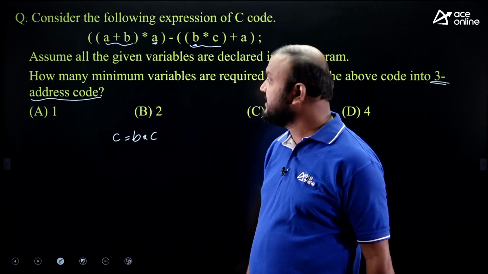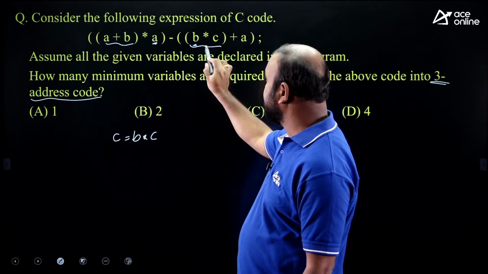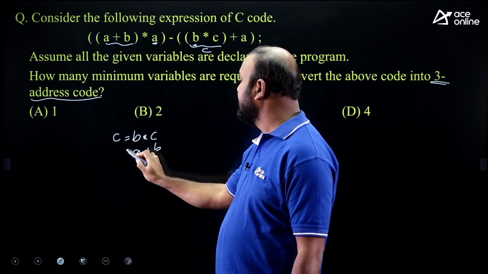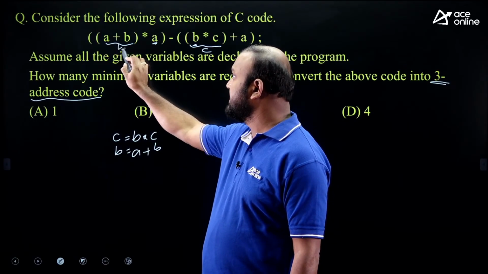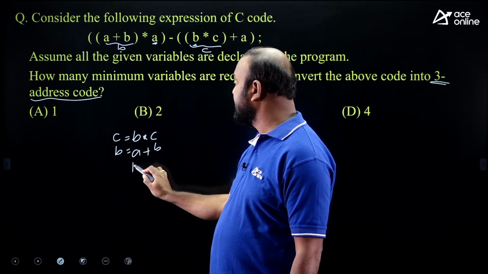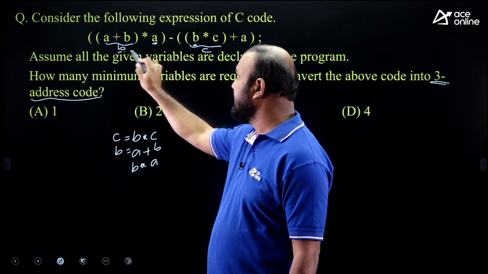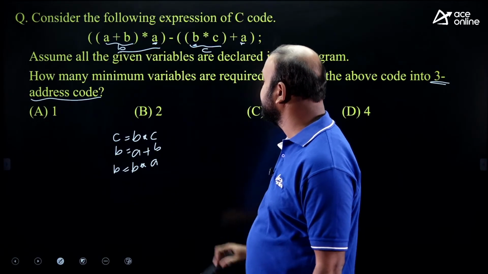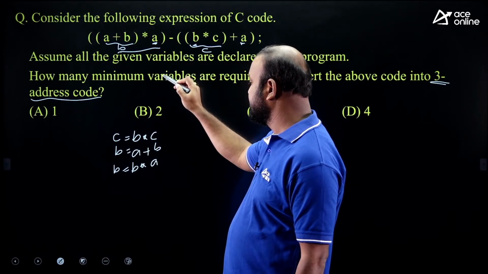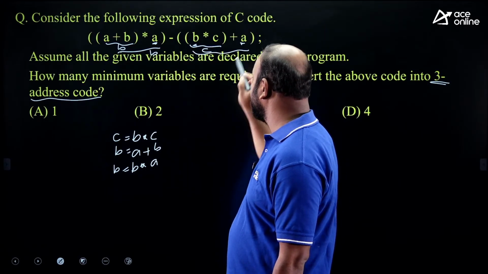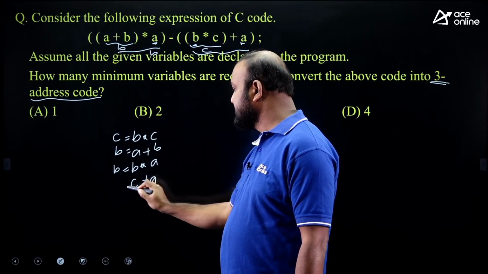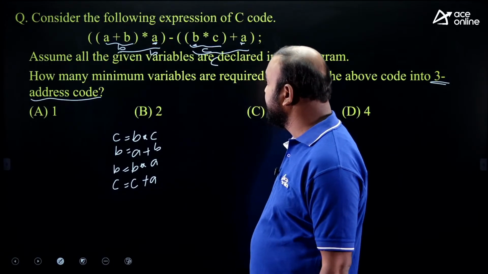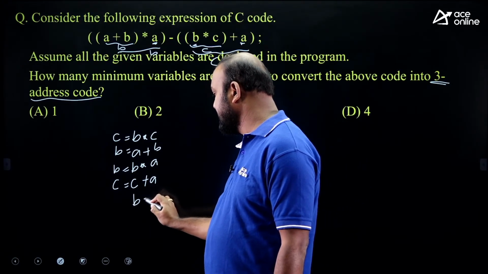This is called rearrangement. And the result of this is C. Now you can do A plus B and store into B. This is B. Next, B star A. You can store into B, not A, because A is dependent here. And finally, this is B, and this is C plus A. And C plus A you can store into C, right? And finally, B minus C.